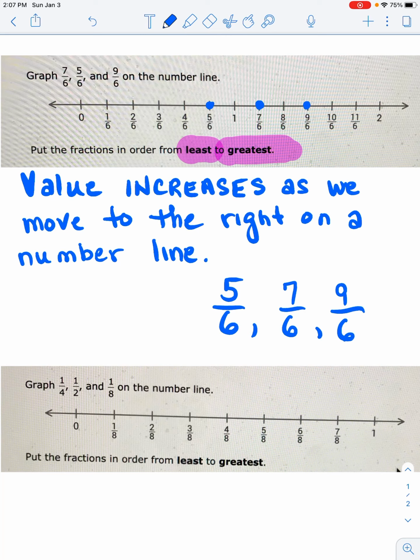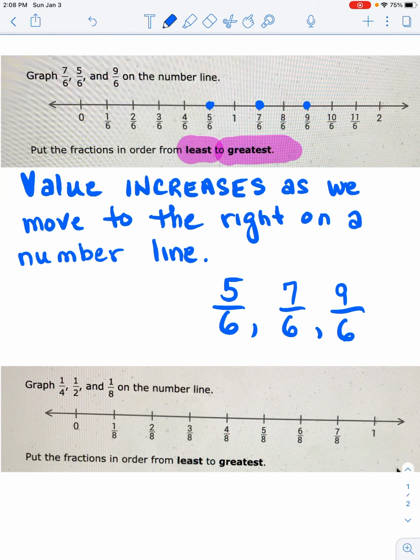Now, we could have also seen that 5/6 is the smallest fraction. It's the first fraction as we increase, because 5/6 is the only fraction that is less than 1. So that's the case here, where the number line and the fractions that you're comparing all have the same denominator, right? So that's pretty easy.